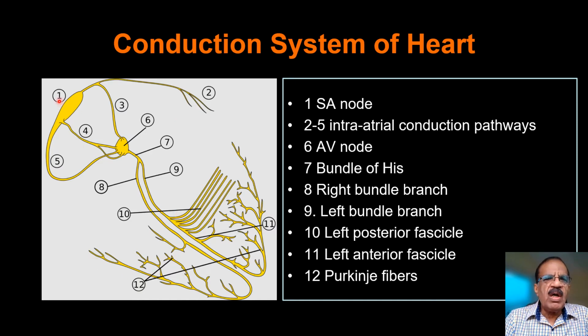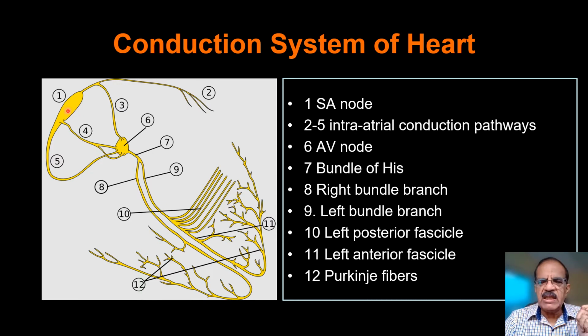This one is SA node, sinoatrial node, and this is a small, just a millimeter node present in the right atrium, in the upper part of the right atrium. This is where the current is generated. This is where the current is made. This is like the battery, the pulse maker of the heart.